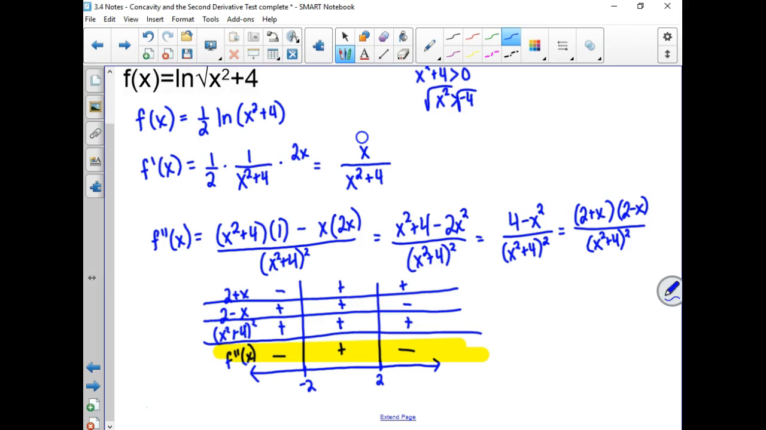Be careful, because normally it starts with negatives and changes to positives. But on 2 minus x, it does not.